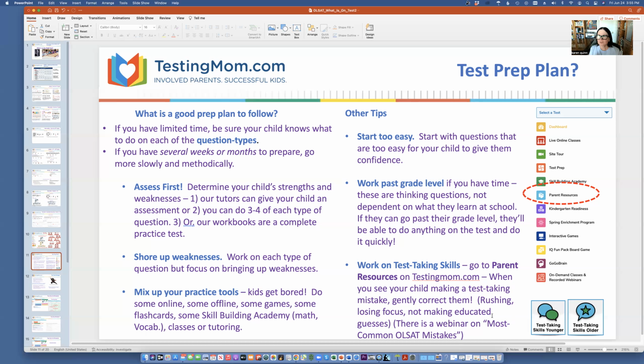They lose focus. I mean, there's so many things that all children do who are inexperienced with tests. So make sure you're working on the test taking skills. I know, for example, when we are tutoring kids, we probably spend as much time on test taking skills as we spend on just the material itself, because this is such an easy way to lose points. So we want to make sure that kids don't make those mistakes. And you'll see your child making the mistake and just gently guide them to not do it.